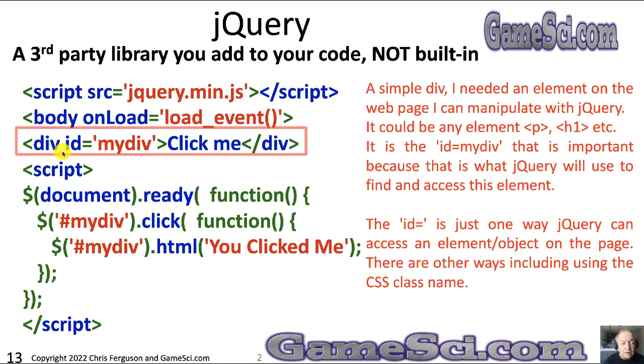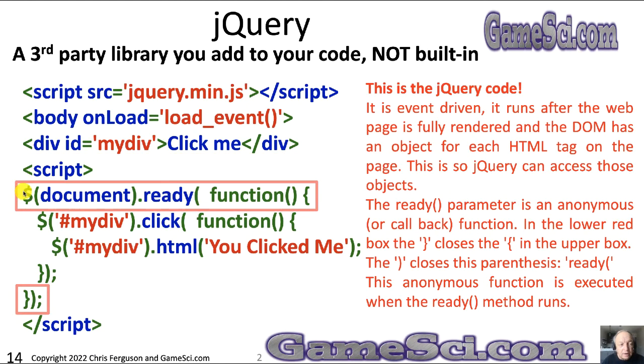Again, not jQuery. Div ID equals my div, click me. A simple div. I needed an element on the web page I can manipulate with jQuery. It could have been any element. A paragraph, a headline, it doesn't matter. It is the ID equals my div that is important because that is what jQuery will use to find and access this element. The ID equals is just one way jQuery can access an element or object on the page. There are other ways, including using the CSS class name. I go over all those different ways in the lecture portion of this lesson.